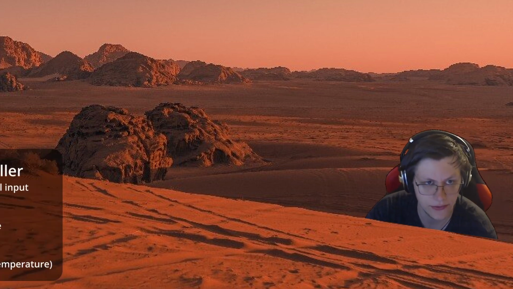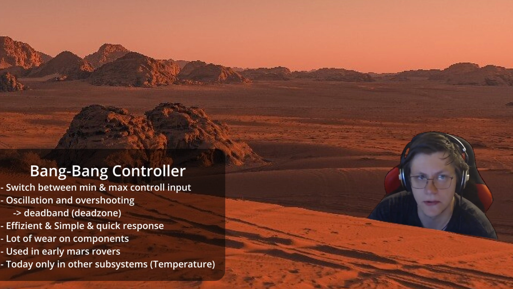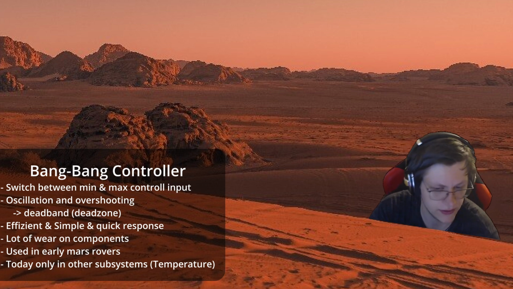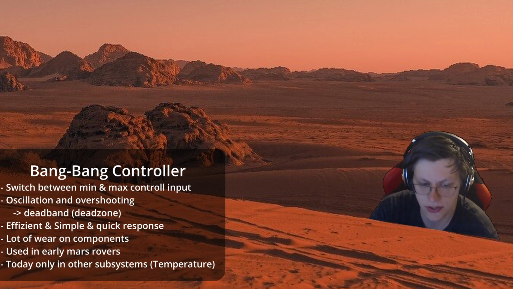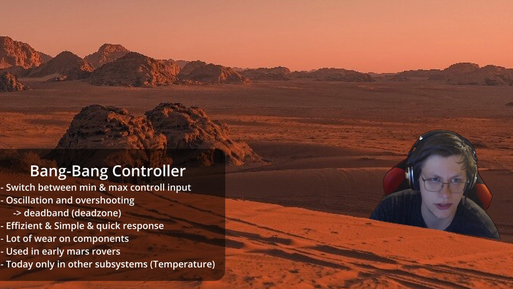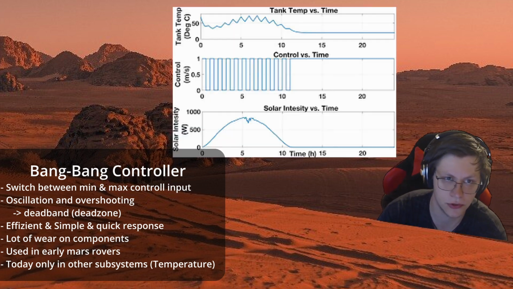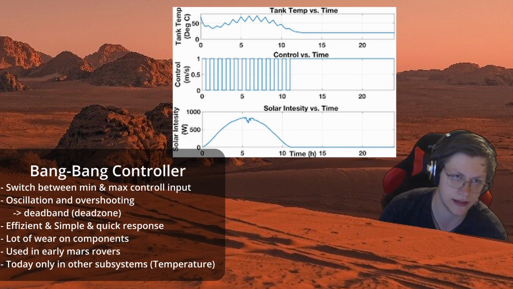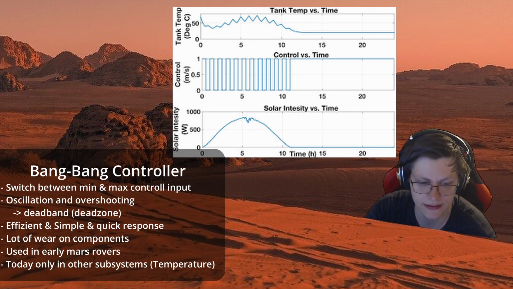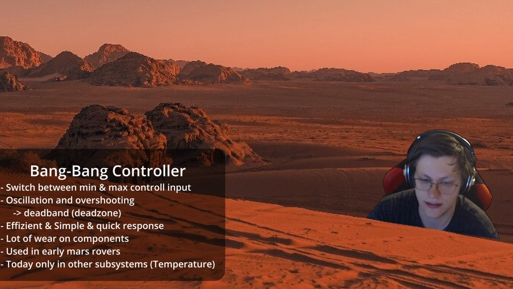The first type of these controllers I want to look at with you is the Bang Bang controller. It was one of the first control software systems that were used. And basically what we are doing is we are switching between minimum and maximum control input. So if we are a little bit too low, we set our input to max to get it back up, and if we're a little bit too high, we set it to 0 to get our system back down. This is very efficient and very simple to implement, but has some major drawbacks for our scenario.